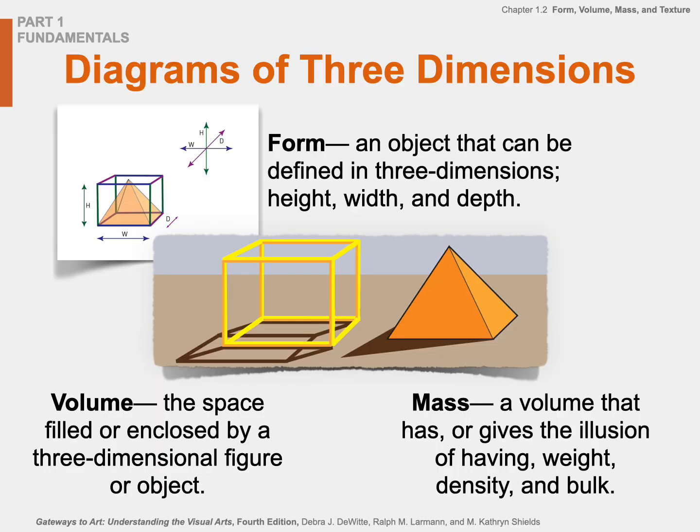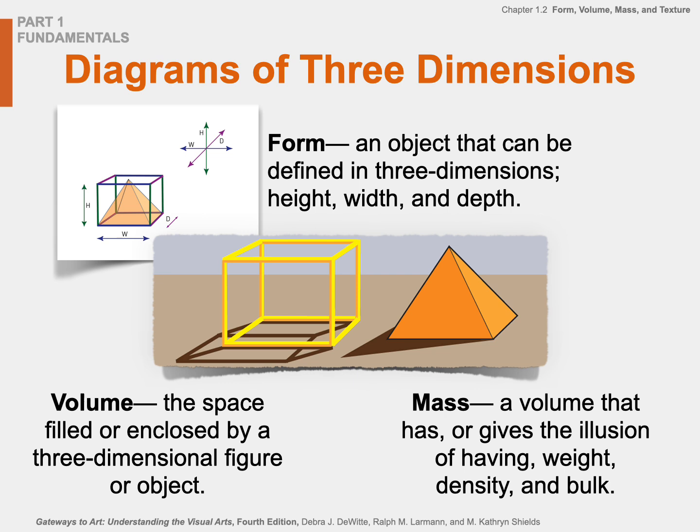Okay, these three terms are different and yet easily confusable. Let's distinguish them from each other. Form comes first because in a way you can think of it as the primary term. Form is any object that can be defined in three dimensions, meaning it has a height, a width, and a depth. Those are its three dimensions. You can see on the screen that there is a hollow cube and a solid pyramid. Those are both forms.